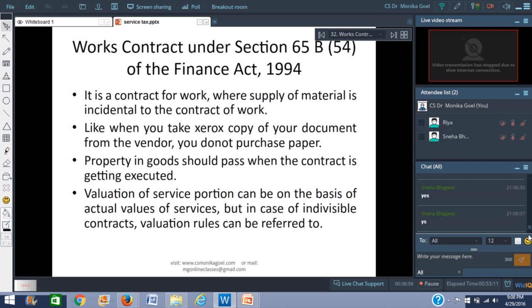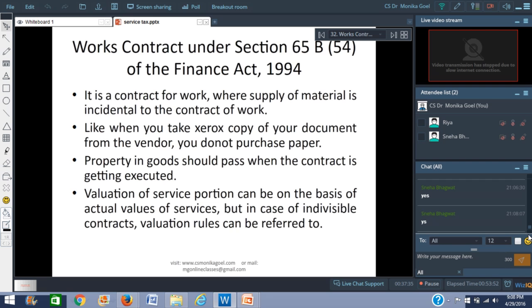So now there are two things that we have to understand. The material which is being supplied to you should be a part of that particular contract. So the property in the goods should pass when the contract is getting executed. It is part and parcel of that particular thing. If we can really segregate the two things, then we can say this is a contract of service and this is a contract for supply of goods. Or if the goods are supplied later on and the service is provided first, or if the goods are provided first and the services are provided later on, we can simply put them separately.